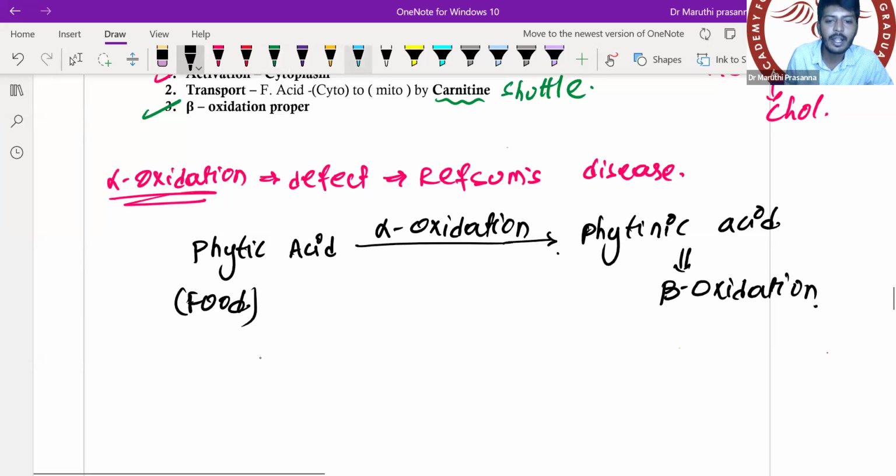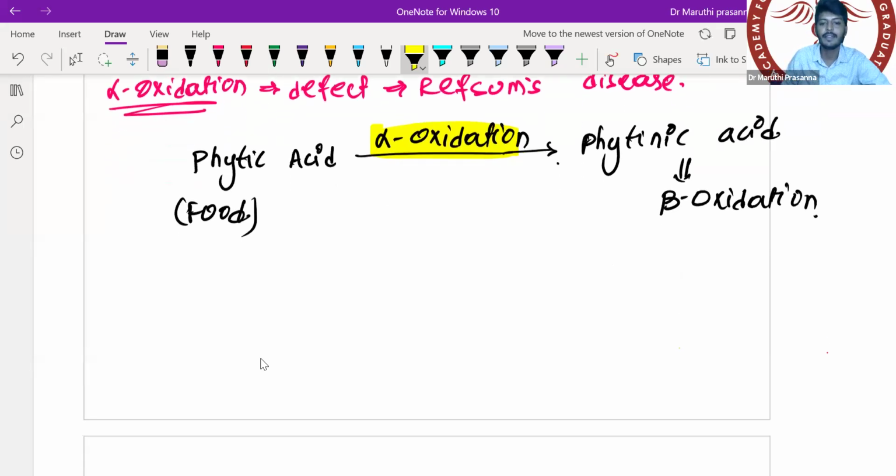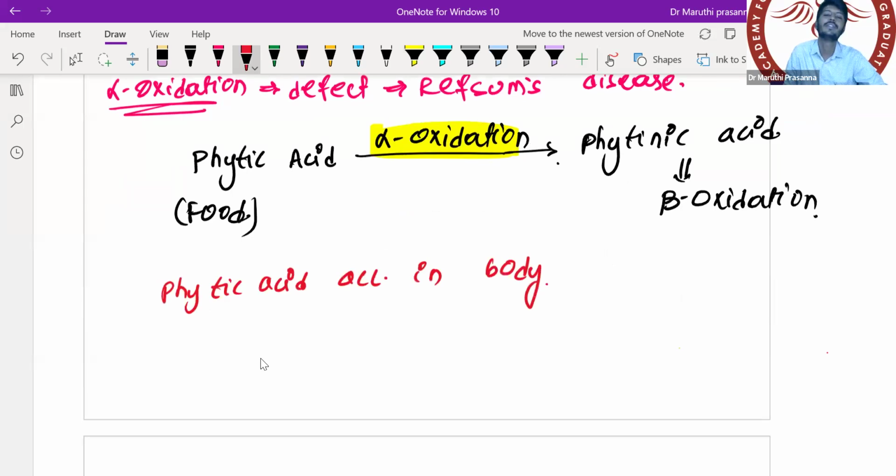So what will happen if there is a defect of alpha oxidation? That will lead to phytanic acid accumulation in the body. So it will lead to disorders of the eye, disorders of the skin, and disorders of the joints. Basically, everywhere phytanic acid will start to accumulate, and in all the places it will start to cause problems. That is what is called Refsum disease.